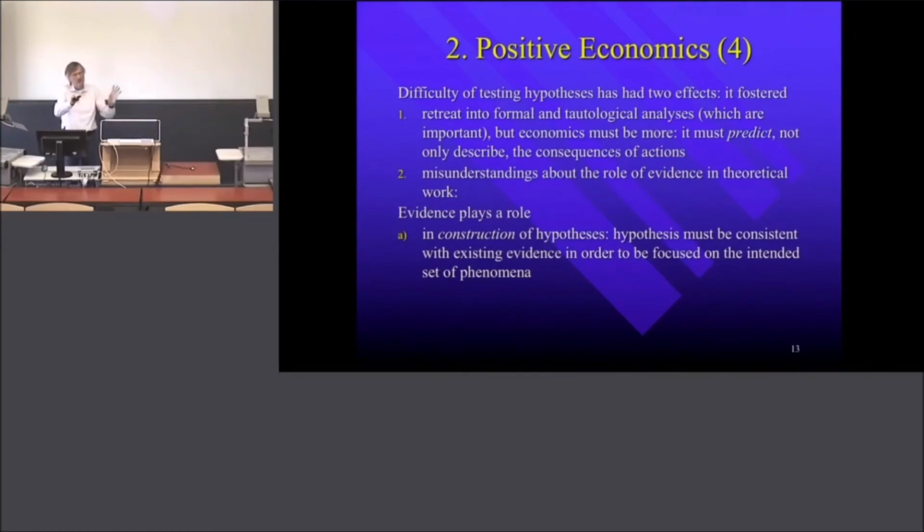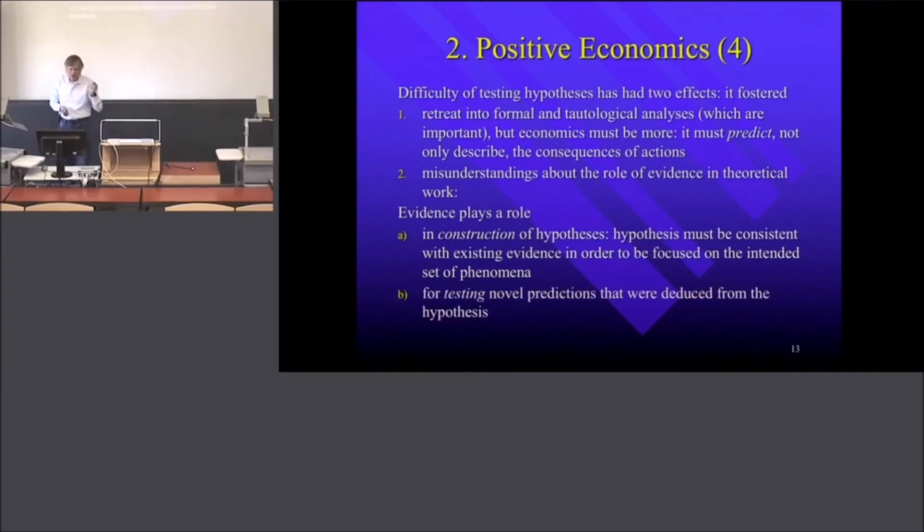So you construct a hypothesis for a certain domain, and the hypothesis must be consistent with existing evidence in order to be focused on the intended set of phenomena. So if you build in economics a hypothesis, you've got to have some idea what the hypothesis is all about. And in order to get this, that it really fits a certain domain of phenomena, you've got to have data from that phenomena, evidence from that phenomena, and that must somehow lead your construction of that hypothesis. And therefore, you need that in the construction of the hypothesis.